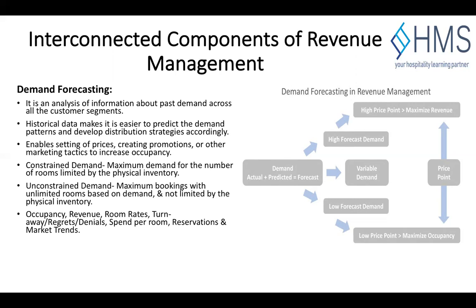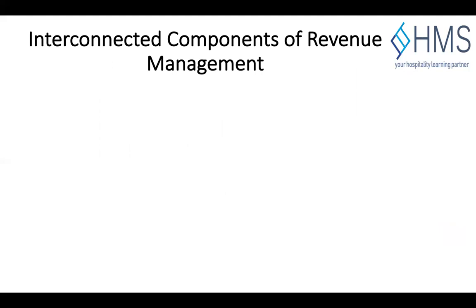And during high forecast and low forecast demand, there exists a variable demand. And there's a huge price gap between the maximum revenue and the maximum occupancy, which is nothing but the high price and low price points respectively. So this is how demand forecasting does take place in hotels, and it's a very vital aspect of revenue management.